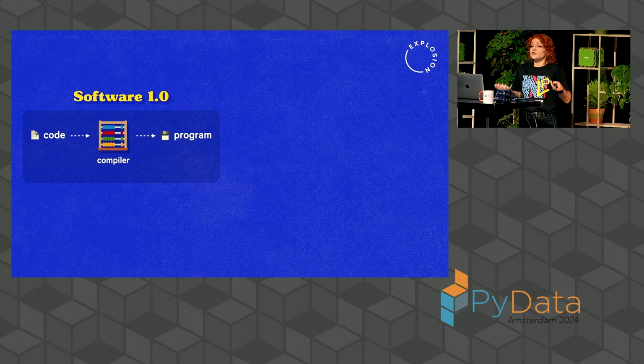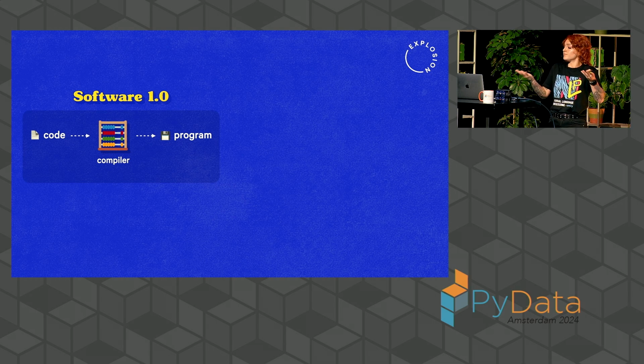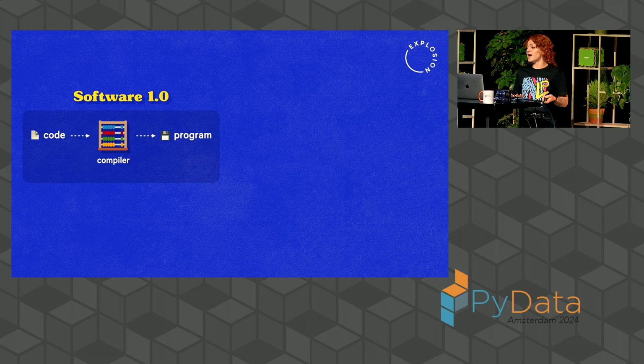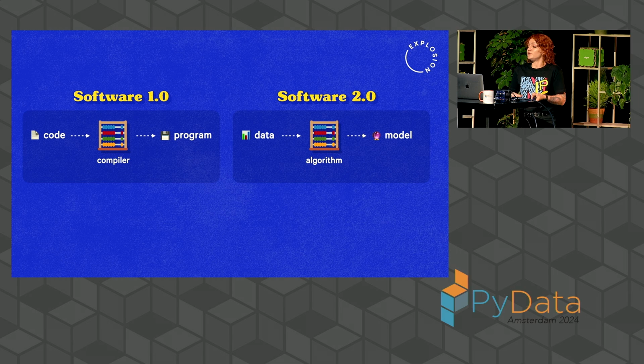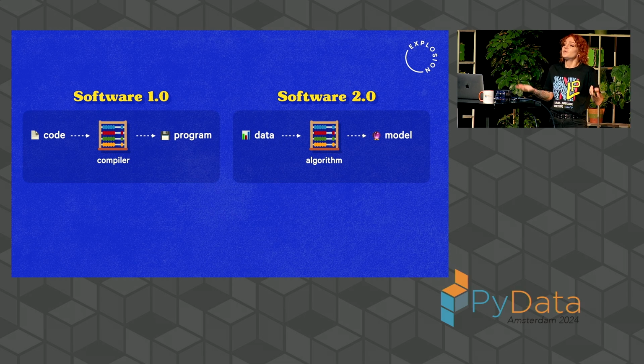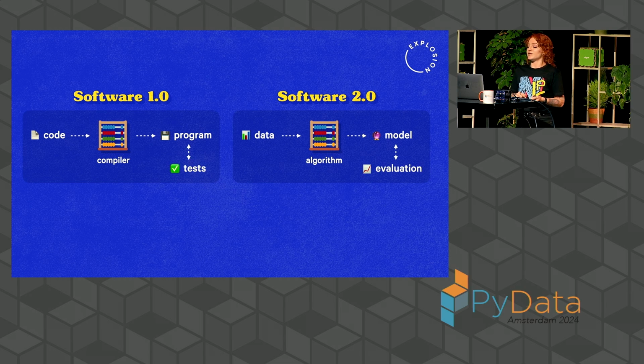Because in traditional software development, we have code, we usually have a compiler, and at the end of it, you get a program out of it. Now, in Software 2.0, you have data, and you have an algorithm and a model that comes out of it. And if you're not happy with the program you've built here, of course, you can go and tweak the compiler. But you probably wouldn't do that. You'd probably go and edit your code. And the same is true for Software 2.0 and working with data.